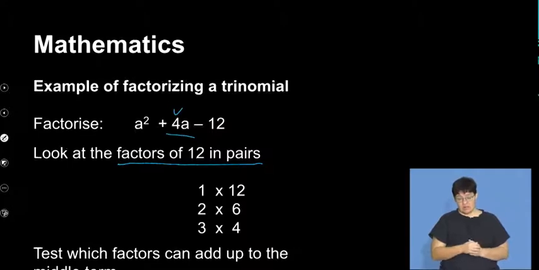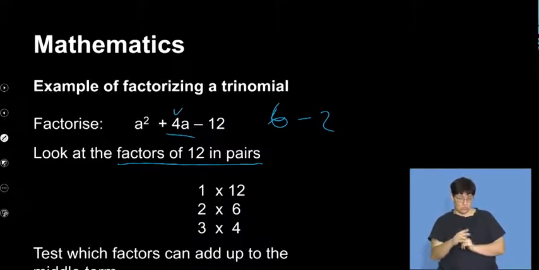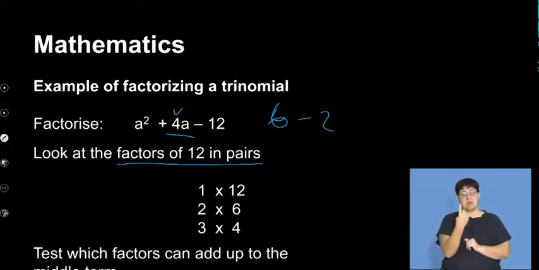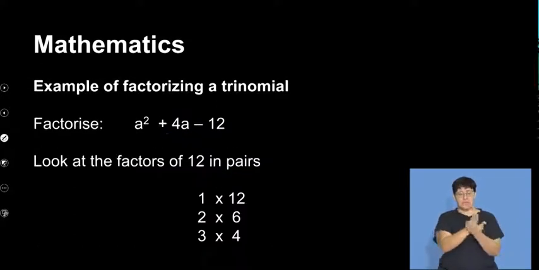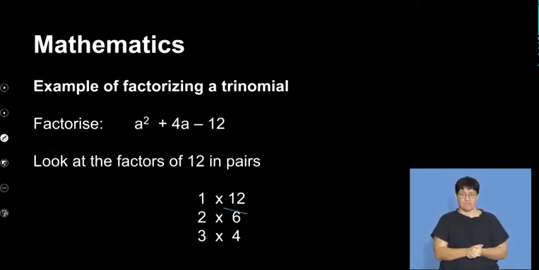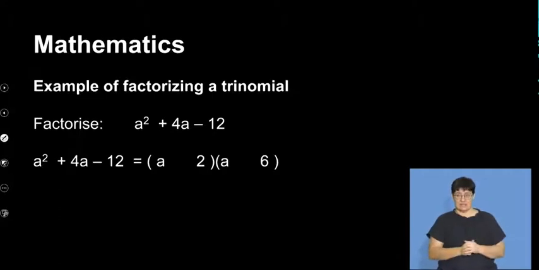So it must be the 6 minus 2, right? That's the only one really that can be that. I was thinking I can use another example, but that will just confuse us. Then you test which factors can add up to the middle term, as I said. Now, the factors that can add up to the middle term will be the 2 and the 6, so that's what we are going to use in order to factorize this.